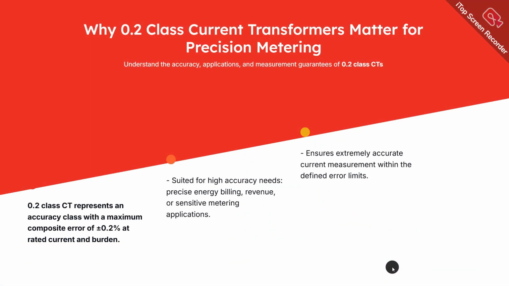First, 0.2 class is a metering class CT. We have 0.5 class also. A 0.2 class means 0.2 percentage of a composite error at rated burden. Very simple, used in meters, especially for the energy billing.